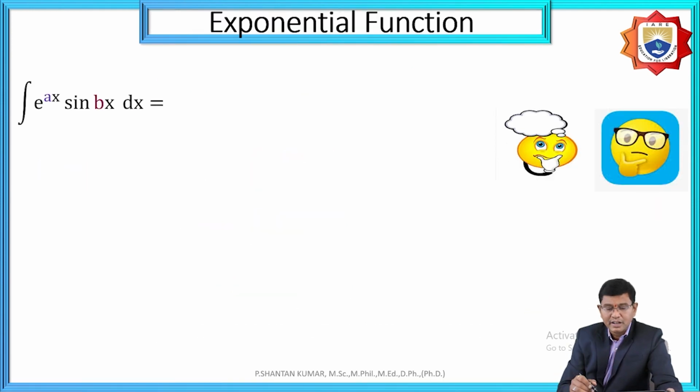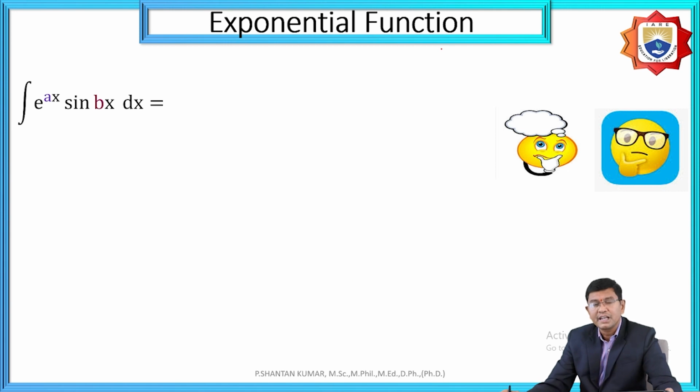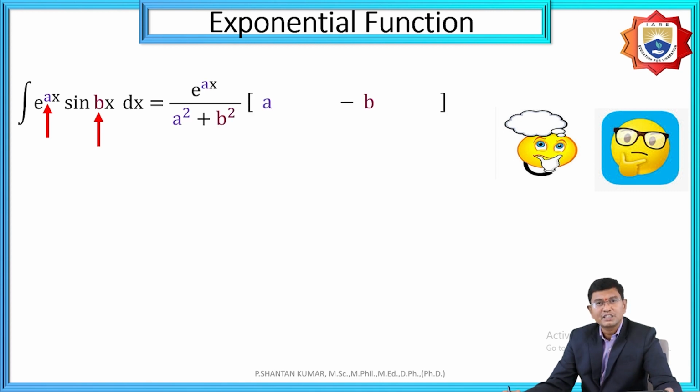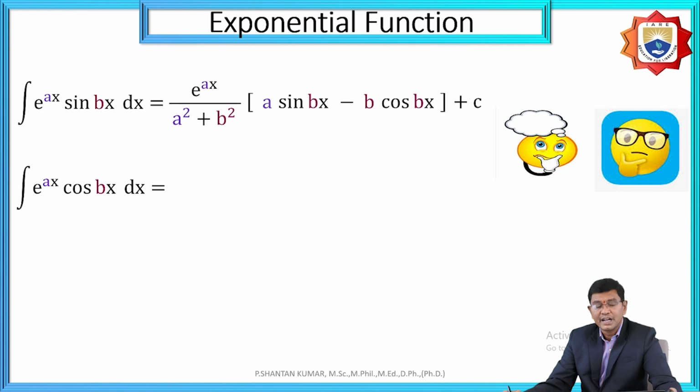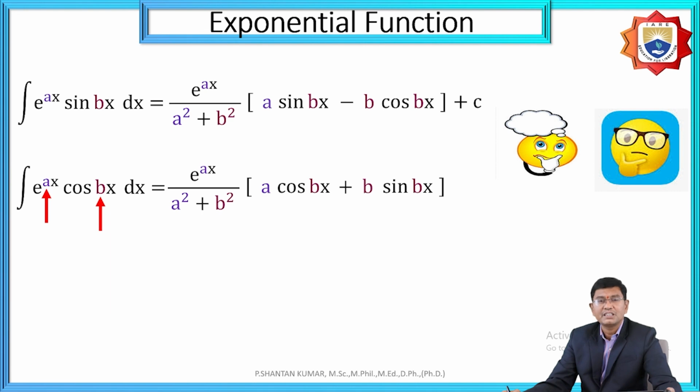For example, exponential functions. Integration by parts for exponential functions is based upon, as we know, the integral of e power ax into sin bx dx is e power ax by a square plus b square into (a sin bx minus b cos bx), plus c, the constant term. And the integral of e power ax into cos bx dx is e power ax by a square plus b square into (a cos bx plus b sin bx), plus additionally c, the constant term.